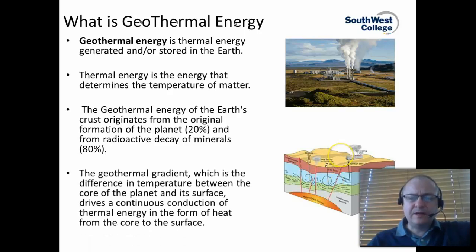The geothermal gradient, which is the difference in temperature between the core of the planet and the surface, basically drives a continuous conduction of thermal energy from the source of the heat, i.e. from the planet's core, to the outer surface, where we are on the surface of the planet. So there's always heat coming up from the geothermal activity in the core of the planet. So it's about tapping into geothermal energy.